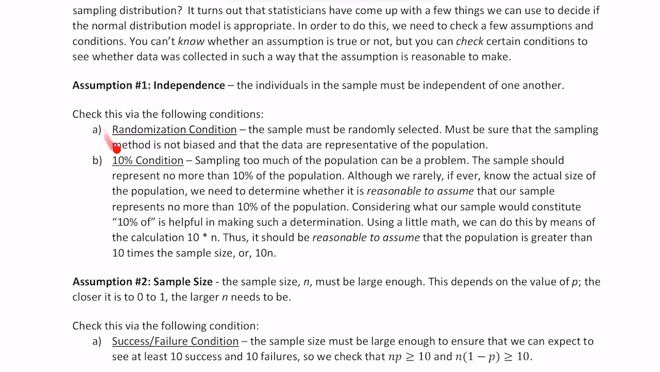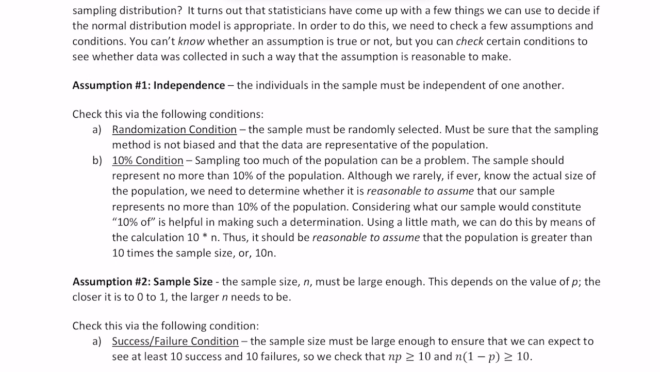So you're going to see this theme of randomization throughout the book. The randomization condition says that the sample must be randomly selected. So you have to make sure that the sampling method is not biased, and taking a random sample will help eliminate or avoid bias, which once you have bias in a sample, you can't remove it, and then it distorts your conclusion. So you're going to make sure the data are representative of the population.